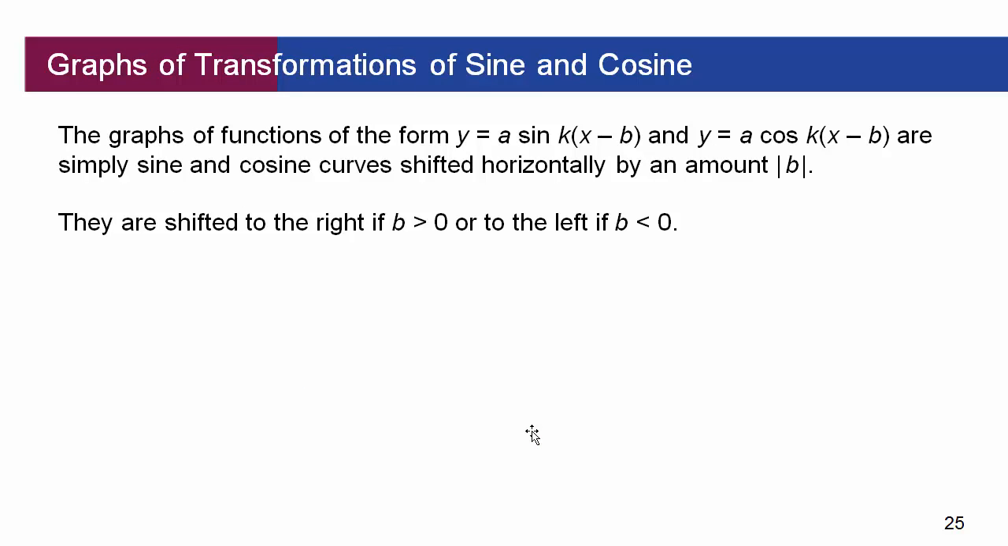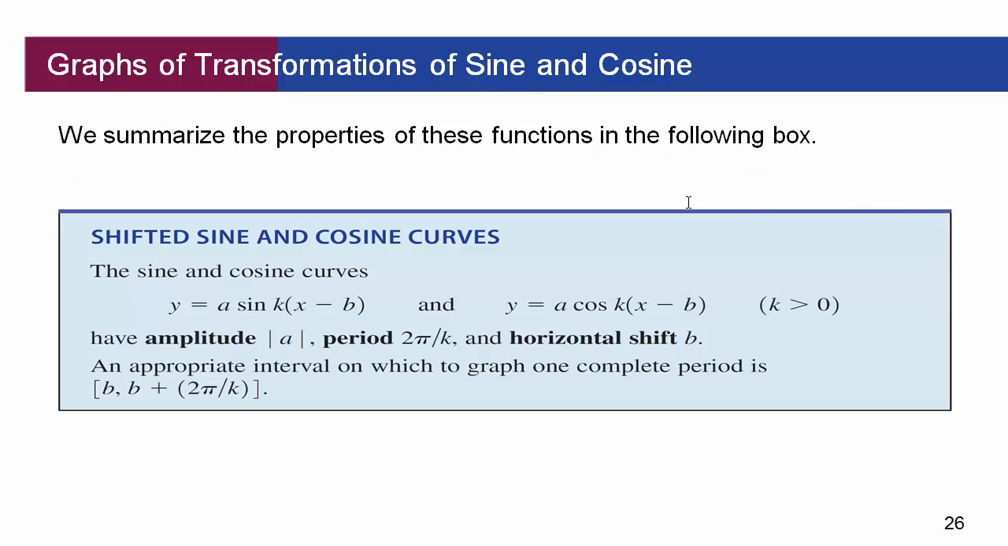The last thing we're going to throw at you is horizontal movements. We already talked about shifting it up and down. Well, now we're going to shift it left and right with the whole minus b thing. Well, we already know what happens to that. We already know, and the reason why we write it as minus b is because it's counterintuitive. So we know it's shifted to the right if b is greater than 0, and shifted to the left if b is less than 0. Simple, simple, simple.